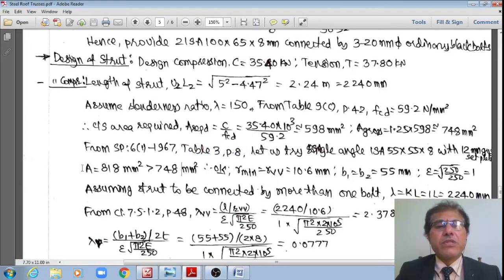Therefore, I've just noted down that the area is much greater than the required area of 748, even with an increment of 25%, right? Therefore, it is okay from the area point of view.